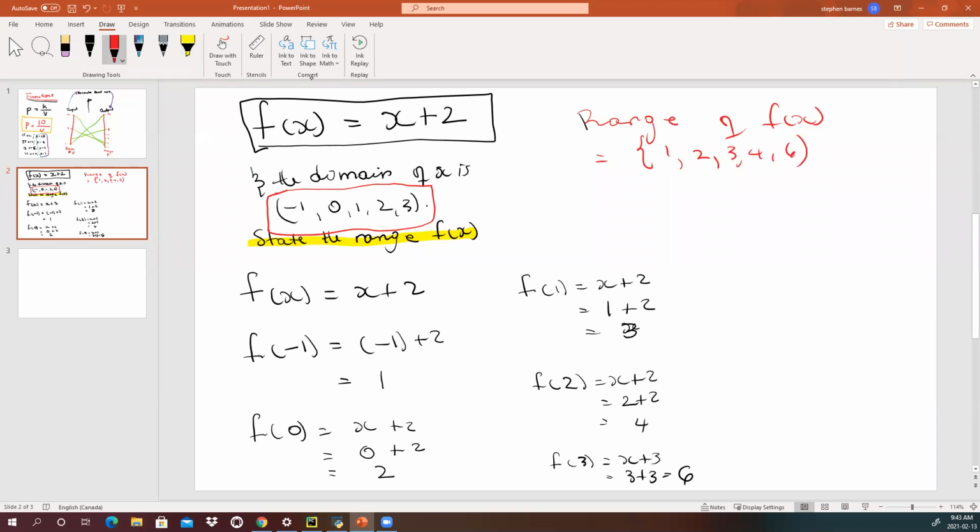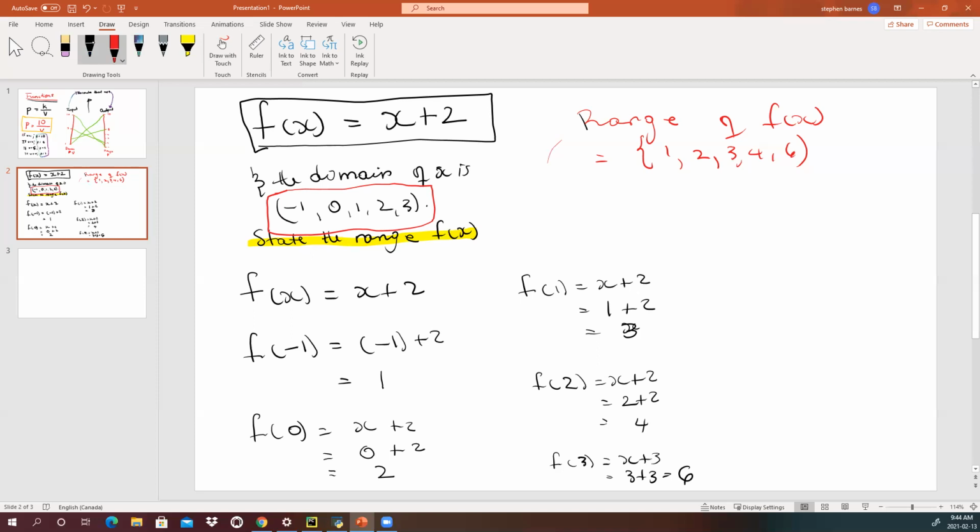All right. So effectively, what you've done, you had these input values, which is the domain. You plug them into the definition of the function, which was x plus 2, and you got a set of output values, which we call the range. All right. So everybody understand that so far? Everybody?